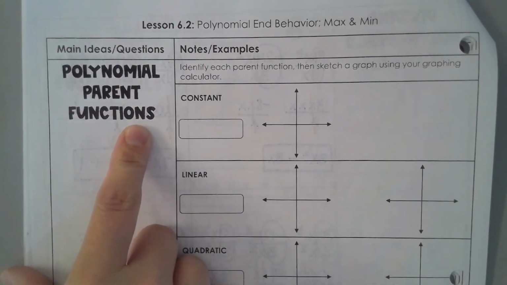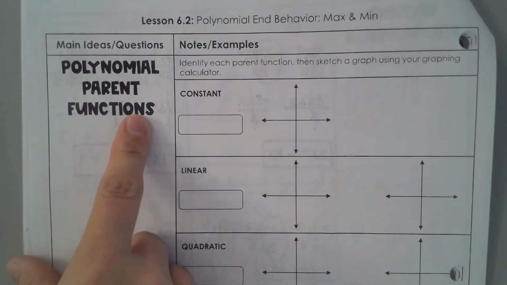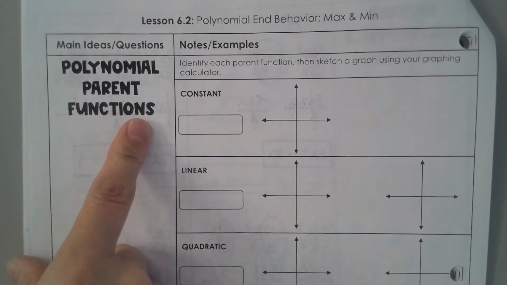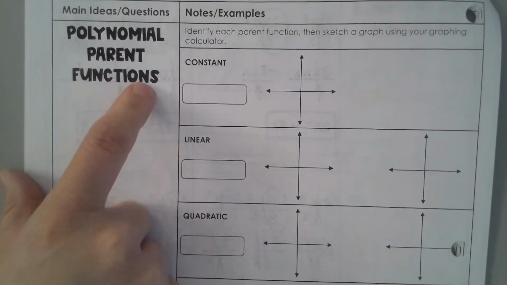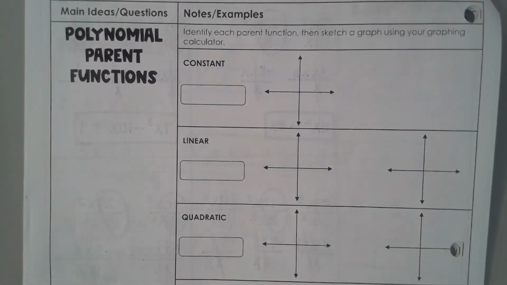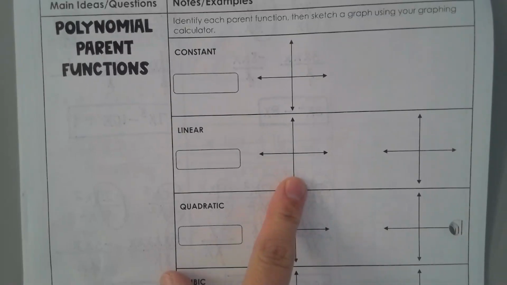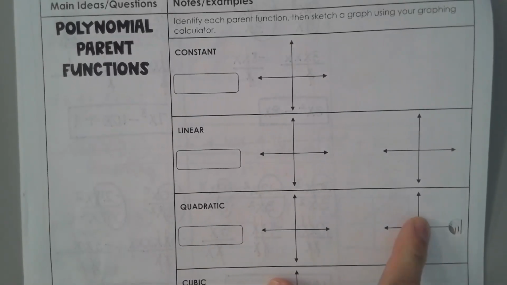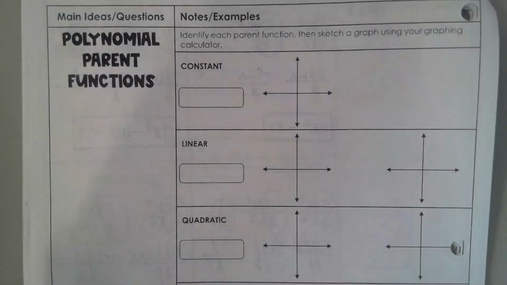Now a parent function is like the original graph before anything is added or subtracted to it. Those parent functions don't always look exactly like you would see most examples. So I'm going to show you the parent function and another example for these. Okay? So the first one we talked about was a constant.